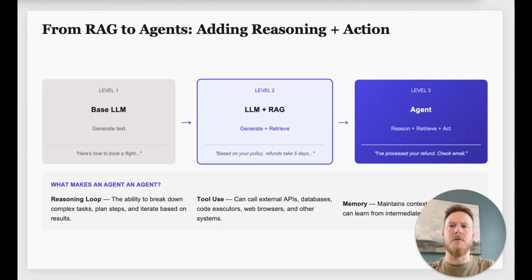Next, you have tool use. Agents can call external APIs. They can query databases that they have access to. They can execute code through a codex. They can even use your browser and browse the web and use websites and tools just like humans do. And they can interact with backend systems that they've been given permission to do.